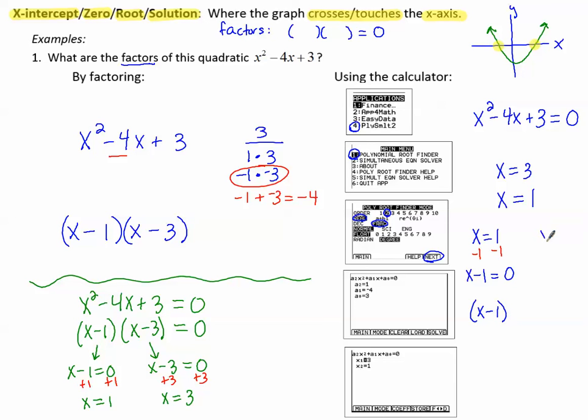And then when x equals 3, similarly, to make that a 0, we have to subtract 3 from both sides. So we have x minus 3 equals 0, and x minus 3 is the factor. Put those two factors together, x minus 1 times x minus 3 is the factored form of the trinomial. See how everything connects?